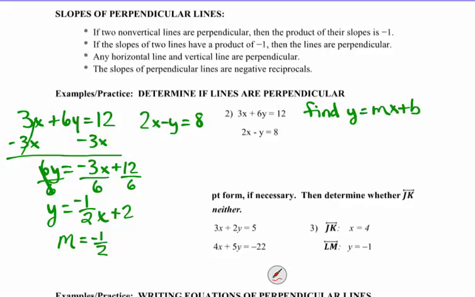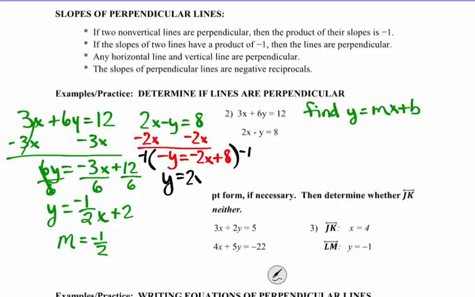Let's look at the next equation, 2x minus y equals 8. I'm going to subtract 2x from both sides. I have negative y equals negative 2x plus 8. Remember, do not drop that negative on your y. We don't solve for negative y, so here I'm going to multiply every single term by negative 1.